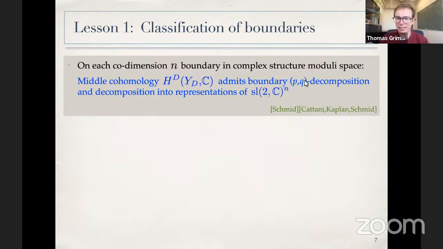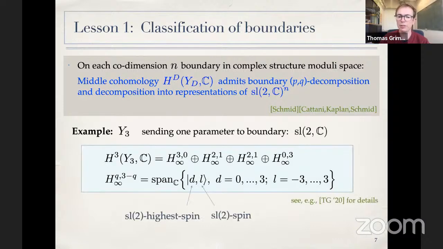The fact that there exists a (p,q) decomposition should surprise you if one thinks more closely about this, because as I told you, at these boundaries these manifolds are wildly degenerate. The thing is completely squeezed and squashed, but still you can define some (p,q) decomposition on this boundary. Let me give you an example. For a Calabi-Yau threefold, if you send one parameter to the boundary, you find an SL2C as the classifying group. And the decomposition is just like this on the boundary of the moduli space, on the wildly singular manifold.